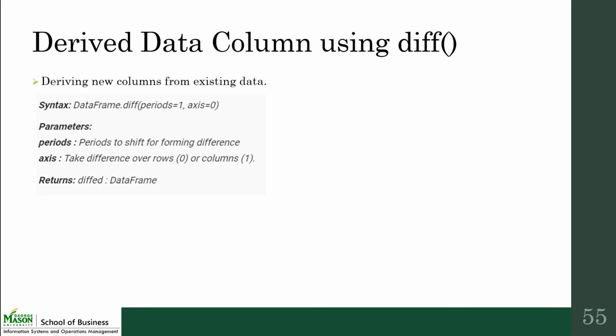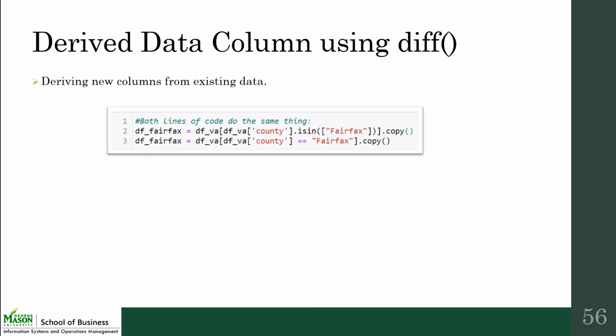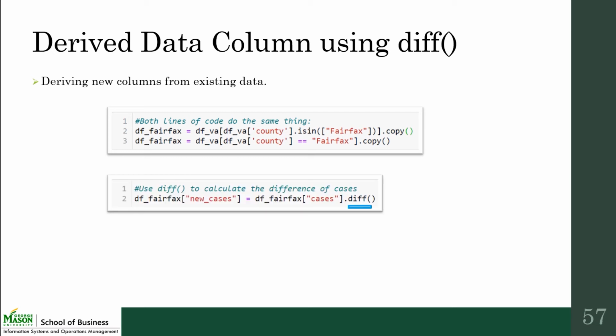The diff method calculates the difference between rows or columns in a data frame. To illustrate this method, the df_va data frame is used to subset Fairfax data and is assigned to a new variable called df_Fairfax. The Fairfax data frame uses the diff method on the cases column and assigns the result to a new column called new_cases.